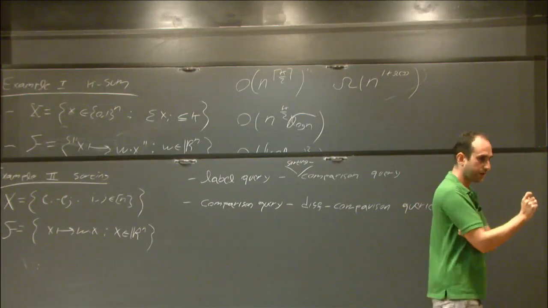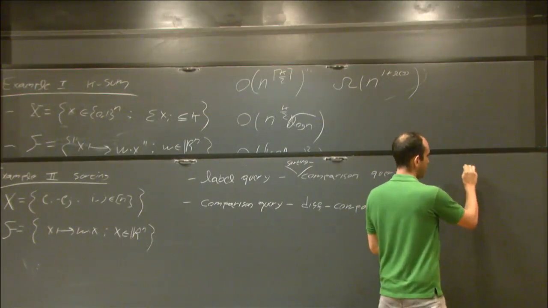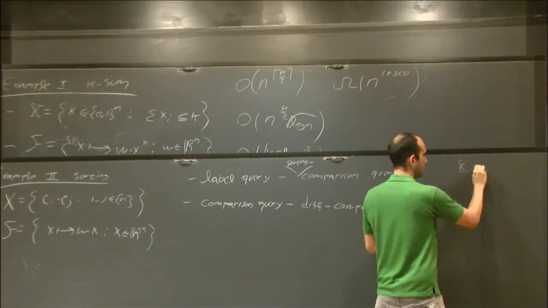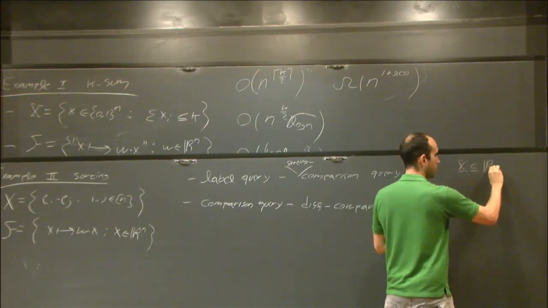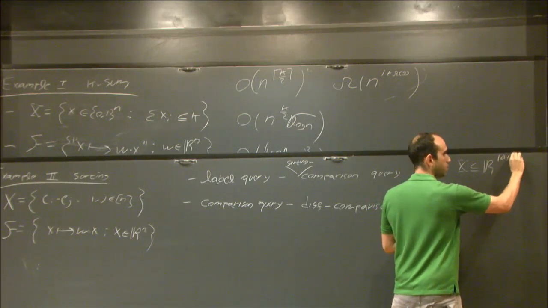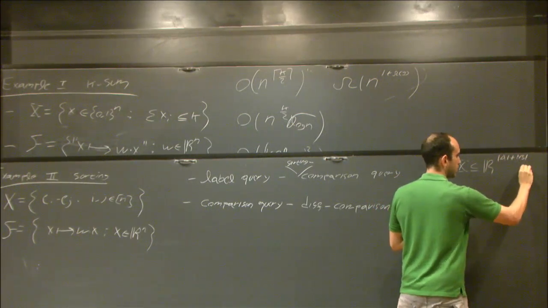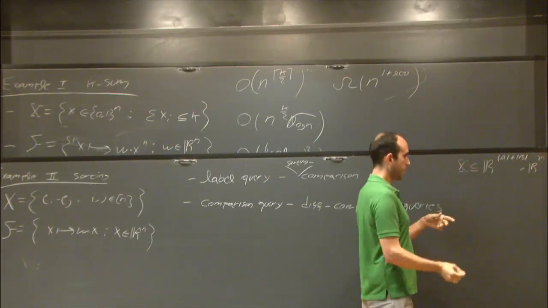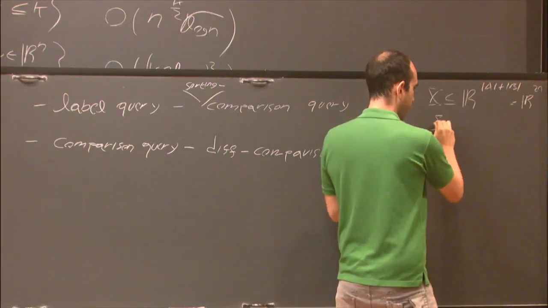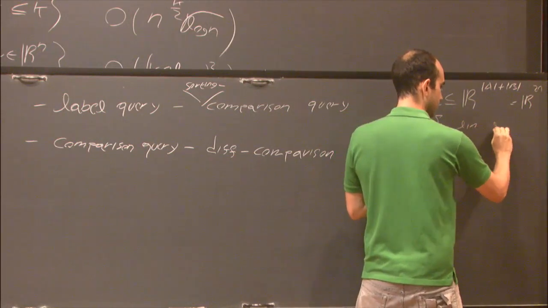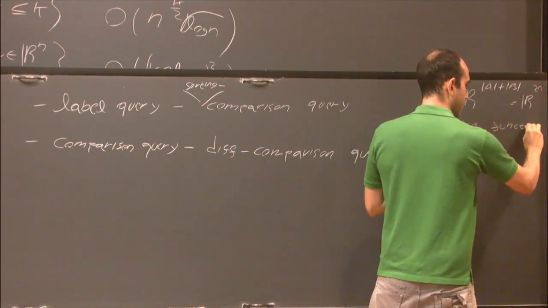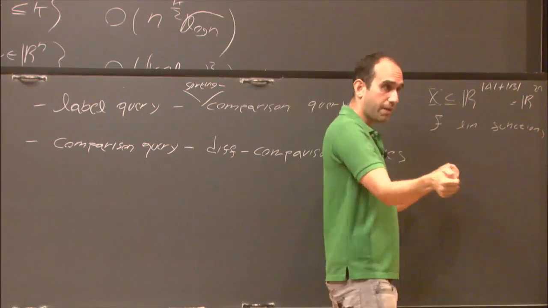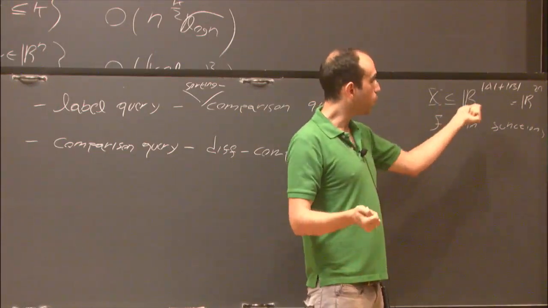So I have A and B. Now X will be a subset of R to the A plus B, so it's like R to N. And again, the F will be linear functions. Now, given a linear function W, what do I want to know?